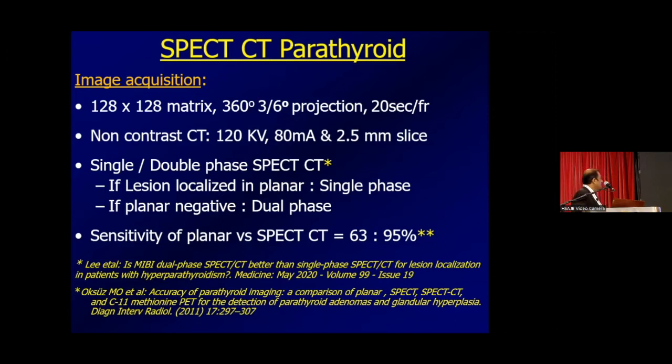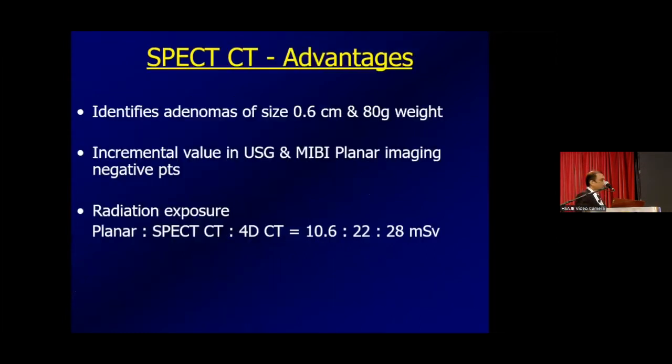So compare the sensitivity of SPECT-CT towards planar. These are the details from the literature and also our experience. Majority of the time, you will not be missing out the parathyroid adenomas if you do a SPECT-CT, 95% sensitivity. So what are the advantages? Why should we be doing a SPECT-CT? Obviously, even a small lesion of 0.6 centimeter to 80 milligram, not gram, it is 80 milligram, you will be able to pick up the small adenomas. Whenever your planar imaging is negative or a conventional ultrasound is negative, it has an incremental value.